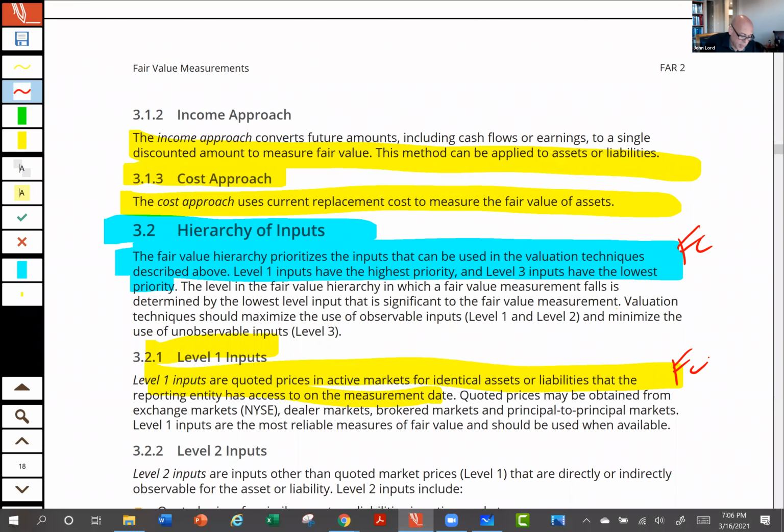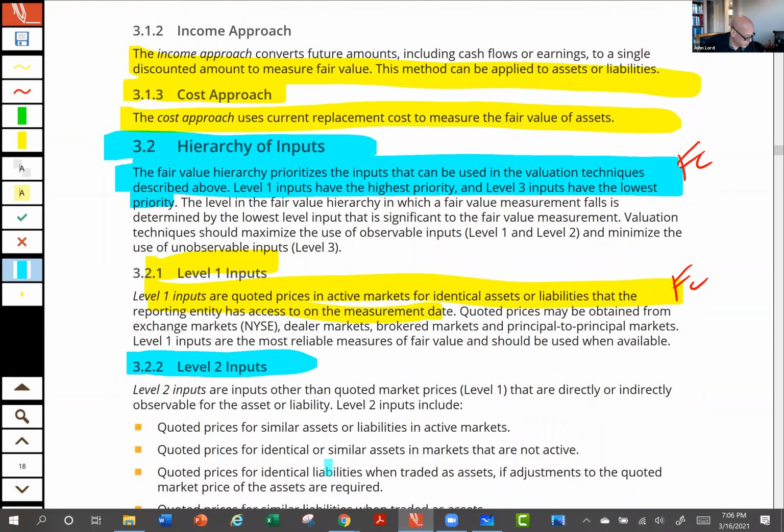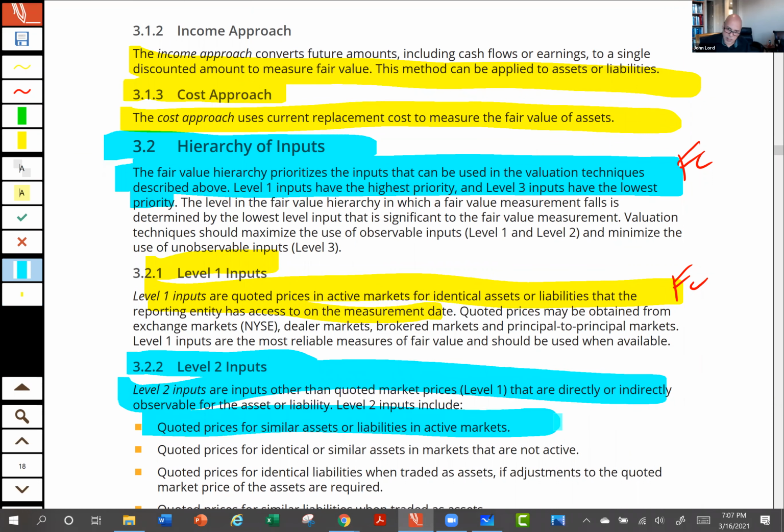You're done. If there are no level one inputs, let's say you hold some sort of security, but it's not actively traded on any one of the markets, what would you do? Well, then you could look for what? Quoted prices of similar items and say, okay, that's a reasonable substitute.